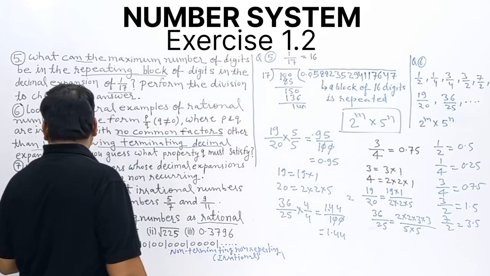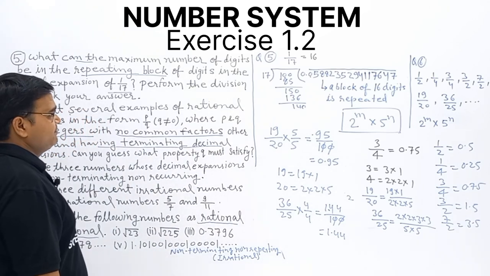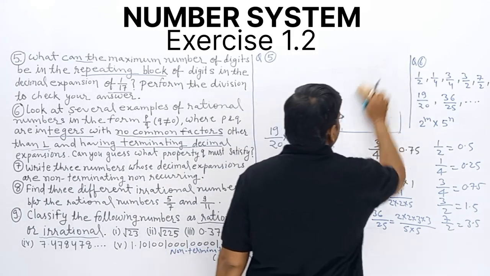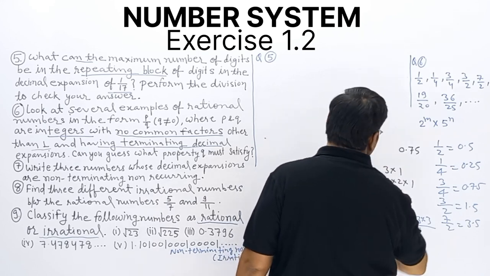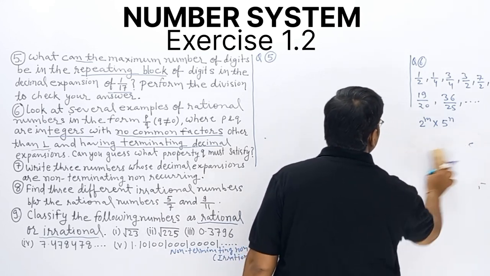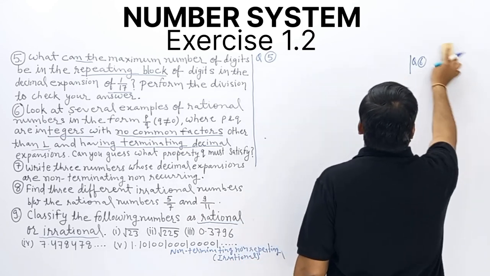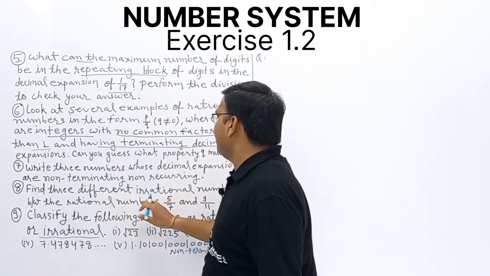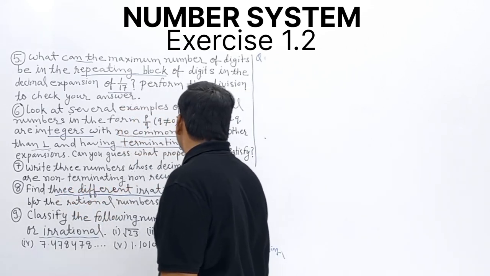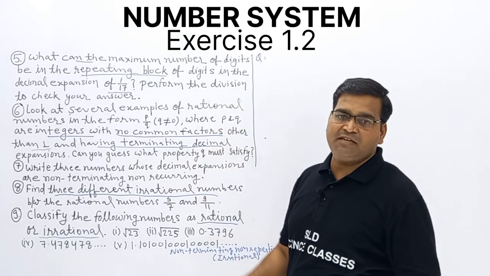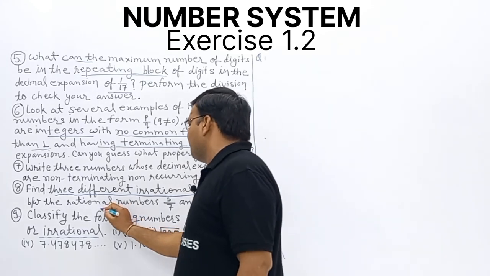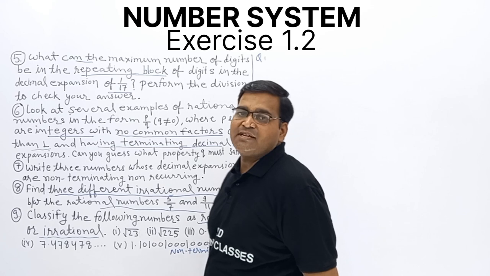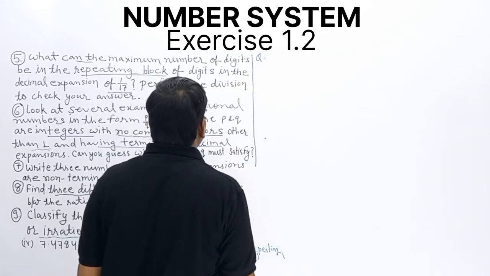Now I am taking question number 8. What is question 8? Observe, I am going to solve it. What we want in this question: find three different irrational numbers between two rational numbers. Two rational numbers are given. In between we want three irrational numbers.